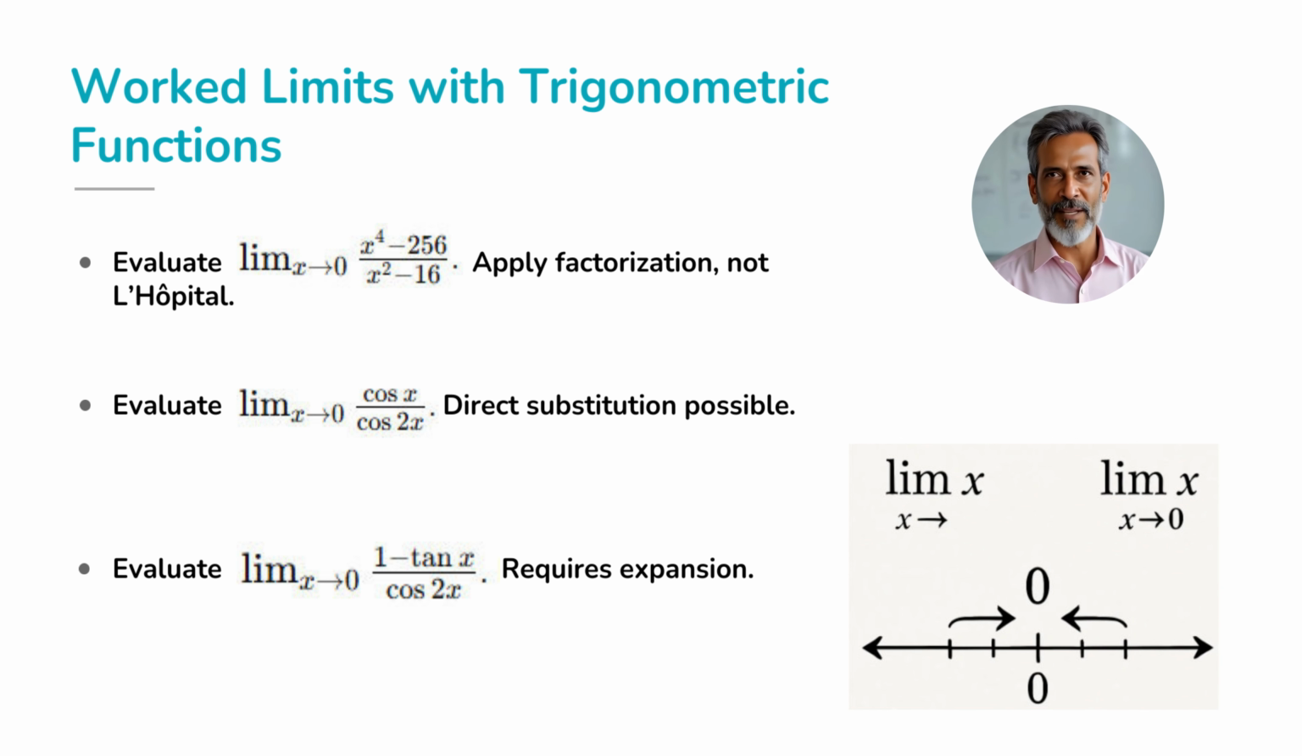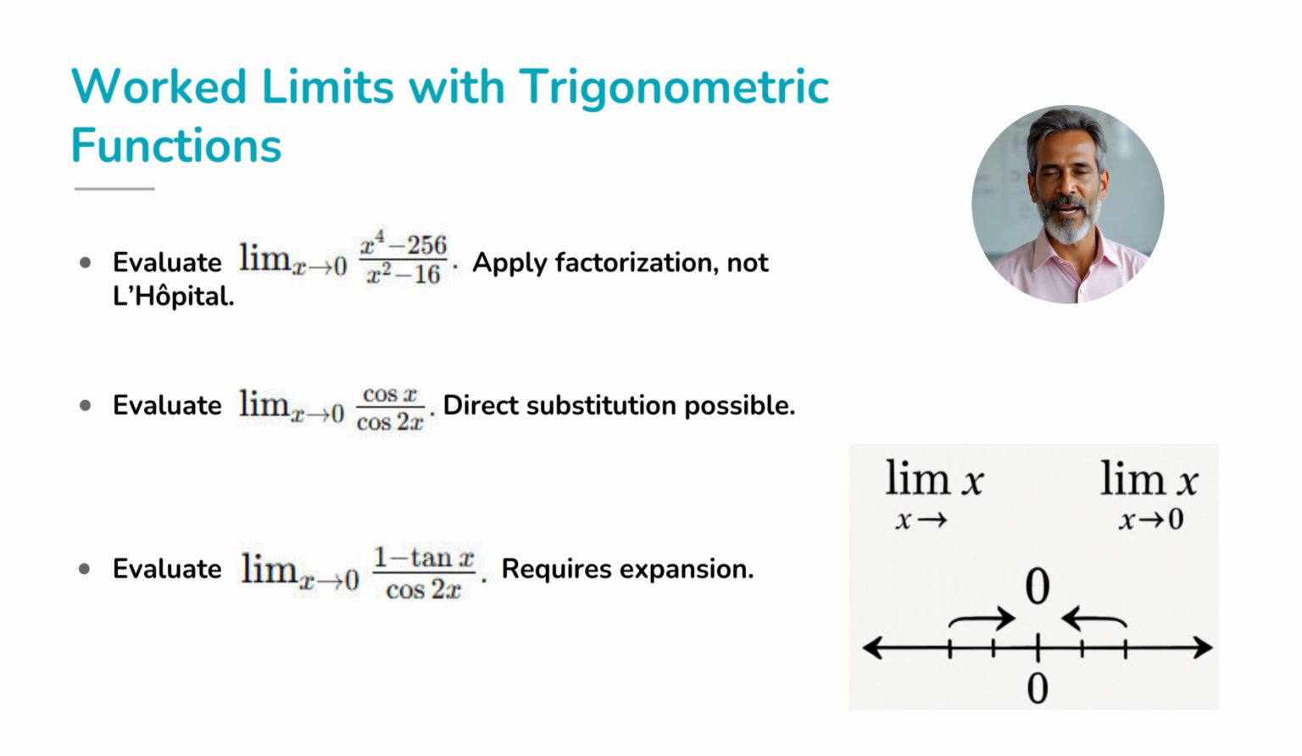First problem. Limit as x approaches 0 of (x to the power 4 minus 256) divided by (x squared minus 16). Substitute x equals 0. Numerator becomes 0 to the power 4 minus 256. That's negative 256. Denominator is 0 squared minus 16. That's negative 16. So the result is negative 256 divided by negative 16, which equals 16. Nice and clean. But if we tried x equals 4, numerator and denominator would both be 0, the 0 by 0 form. In that case, we factorize.